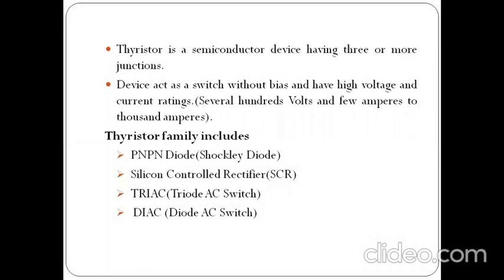A thyristor is a 4-layer semiconductor device with two terminals, anode and cathode, and it has 3 or more junctions present. This device acts as a switch without applying the bias to the circuit, and it offers a very high voltage and current rating, from several hundred volts and a few amperes to 1000 amperes.